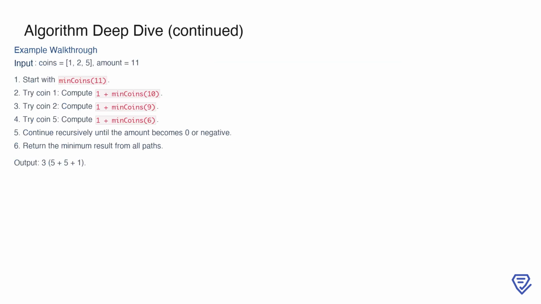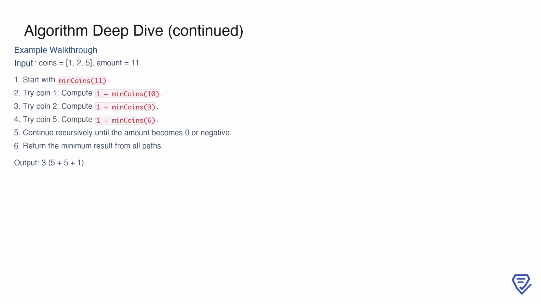To illustrate this process, let's walk through an example. Suppose we have coins 1, 2, 5, and need to form the amount 11. We start by solving minCoins(11). First, we try using coin 1, which reduces the problem to 1 plus minCoins(10). Next, we try coin 2, leading to 1 plus minCoins(9). Finally, we try coin 5, resulting in 1 plus minCoins(6).